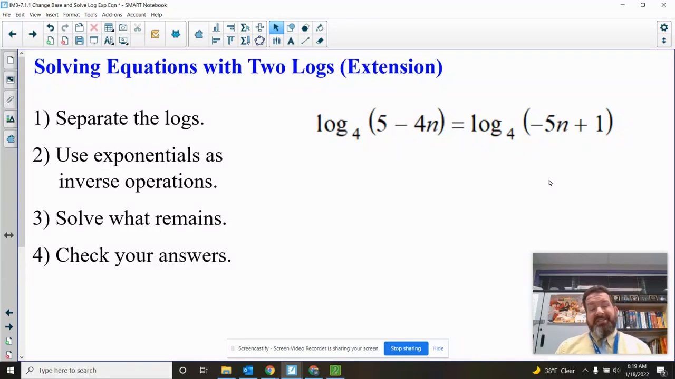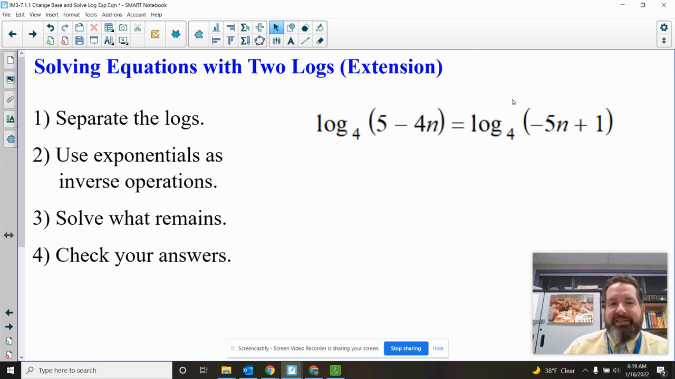So if you take a look at your extension page, you're going to see there are some problems that actually look significantly more complicated because there are going to be logs in more than one place. Kind of a good news, bad news thing. The bad news is it looks more complicated. The good news is it actually isn't. So here's how this is going to work.